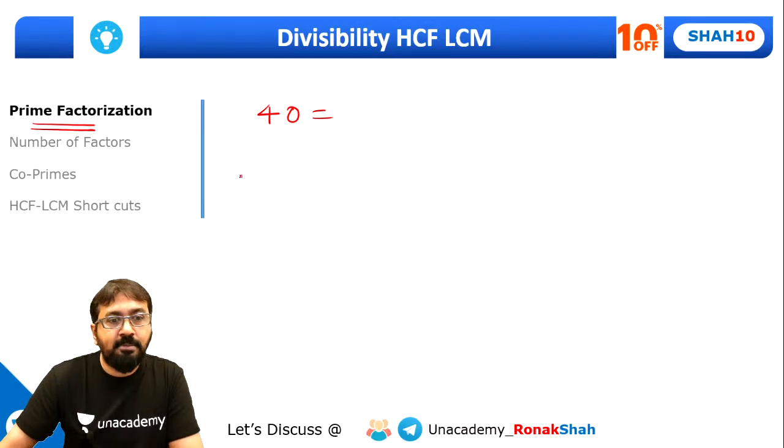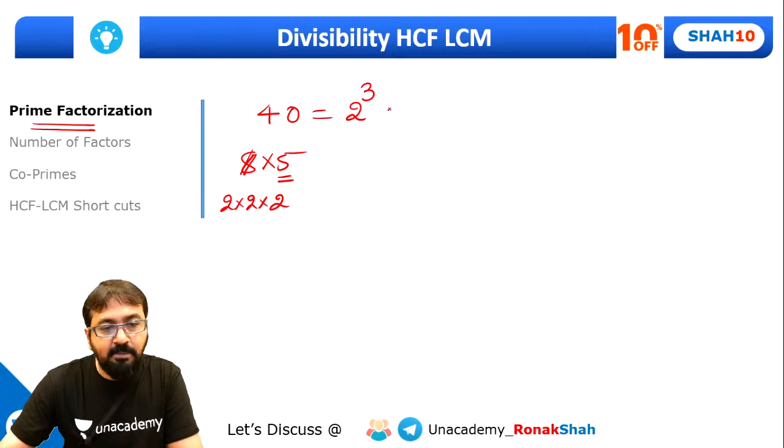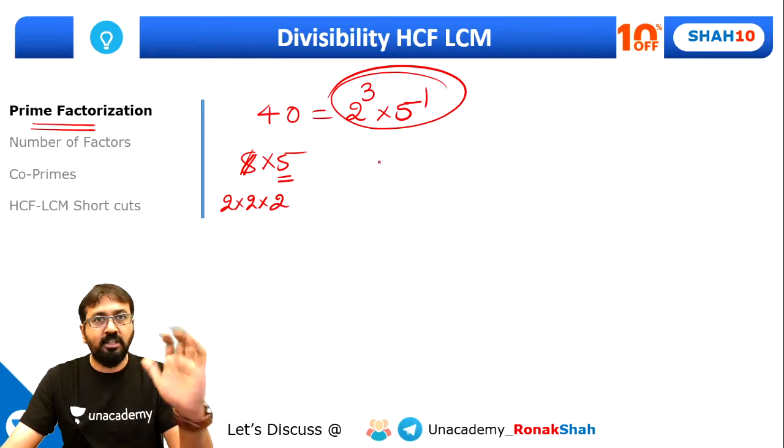40 कौन से प्राइम नंबर से बना है? So हम ऐसे कह सकते हैं 8 into 5 is 40. Now what is 8? 8 is 2 into 2 into 2. And 5 तो खुद ही प्राइम नंबर है. So 40 has this prime number 2 three times and prime number 5 one time. So this is called prime factorization. Correct. Yes. 2 cube into 5 to the power 1. Everyone? Yes. Are you all clear now?